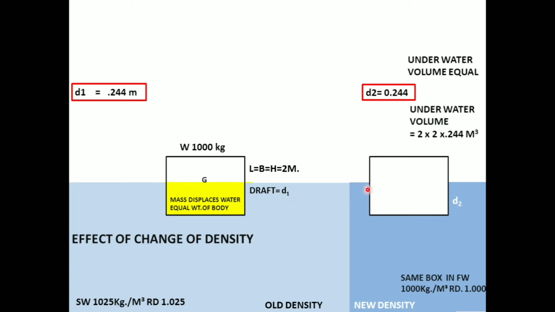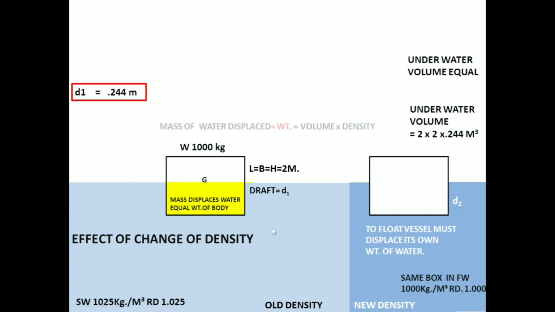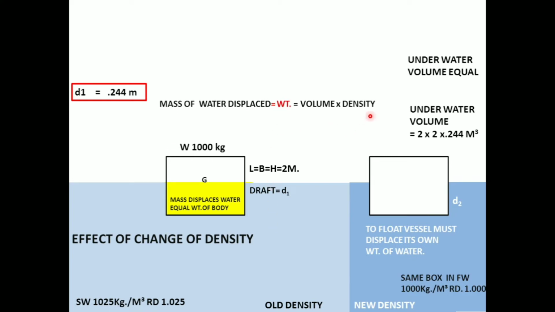Now, underwater volume here is length into breadth into whatever the draft is. And if you multiply it with the density, then you'll get the weight. And to float, it has to displace the same amount of water. What is the weight of the box here? So mass of water displaced is equal to weight of the body itself, which is volume into density, what we got here. And we figure it out that the weight would be 976 tons.